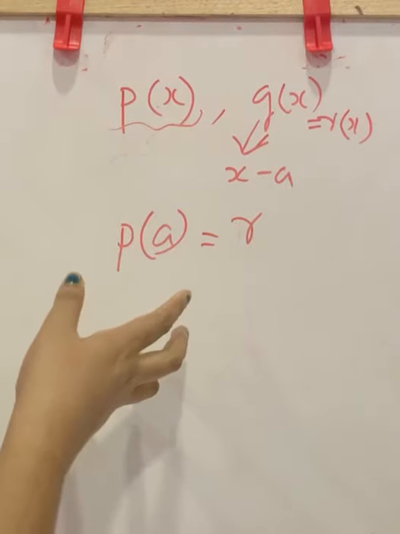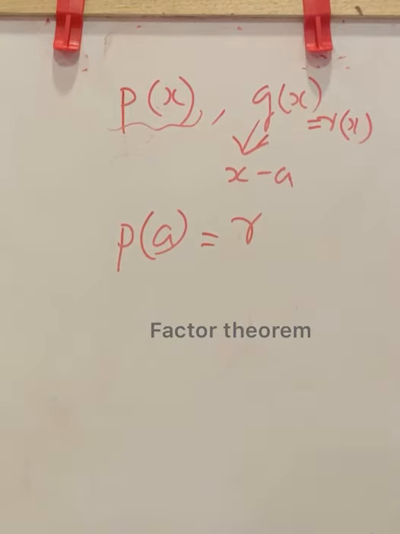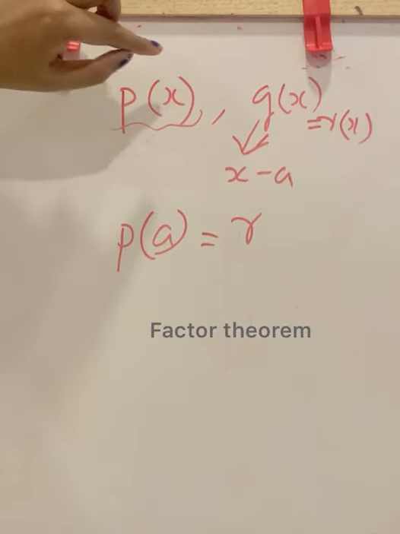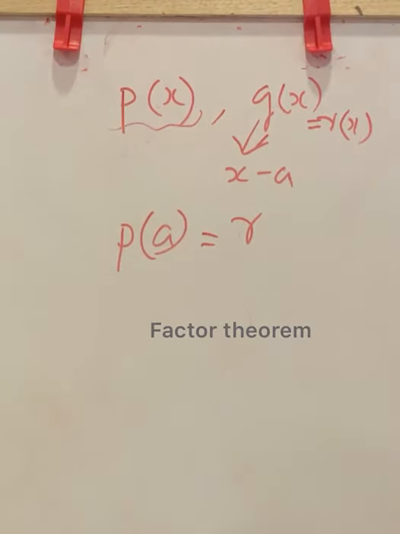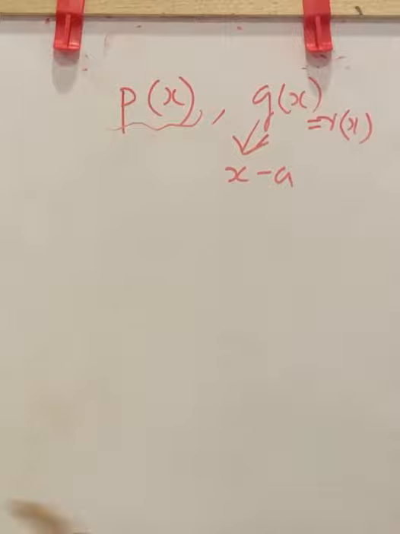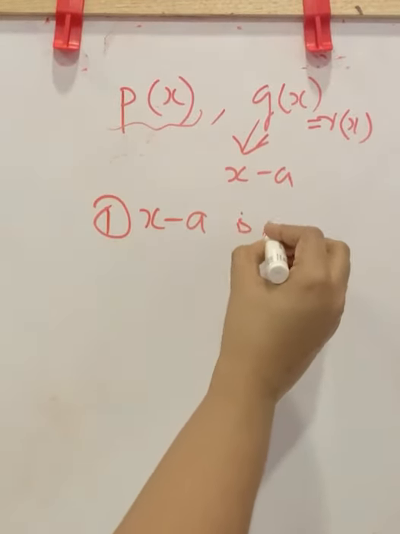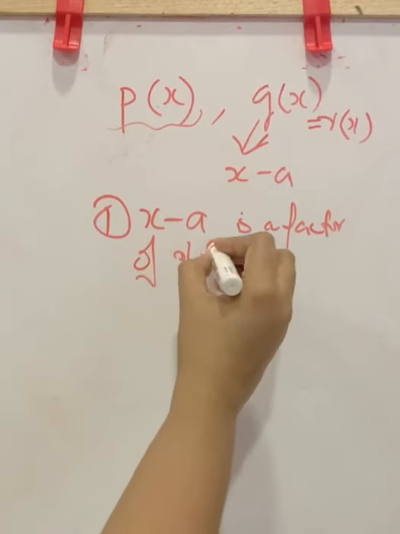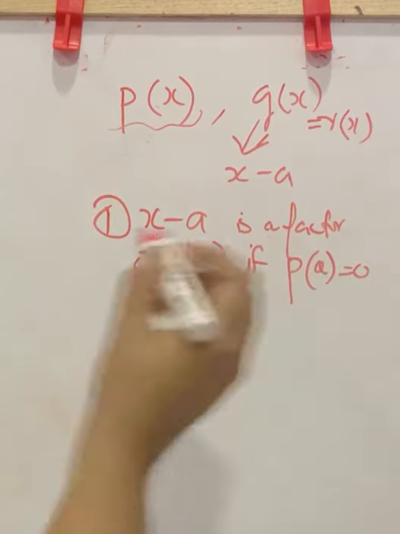So based on this, we are moving to the next theorem, that is the factor theorem. The factor theorem states that if p of x is a polynomial of degree greater than or equal to 1, and if a is any real number, then x minus a is a factor of p of x if p of a equals 0.